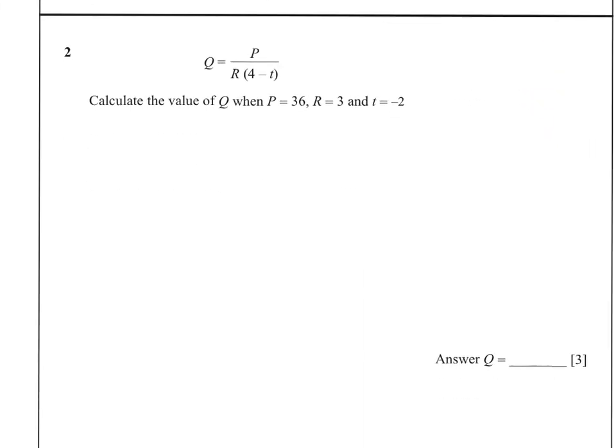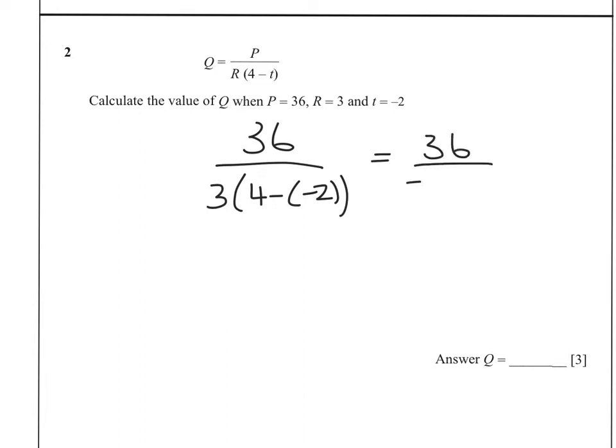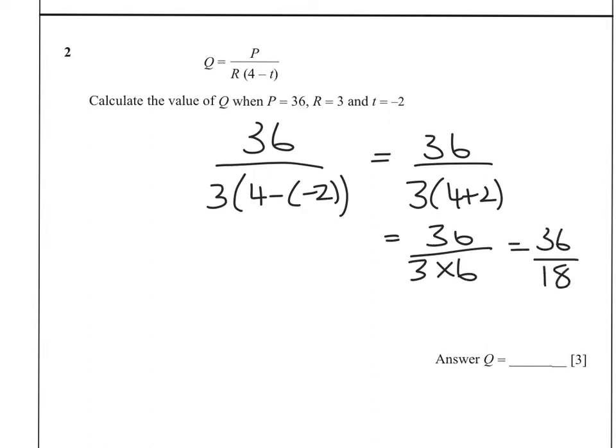Question 2 then. Working out the value of Q when P is 36, R is 3, and T is -2. 4 take away -2 becomes 4 plus 2, which means we have 36 divided by 3 times 6, which is 36 divided by 18, and that is 2.